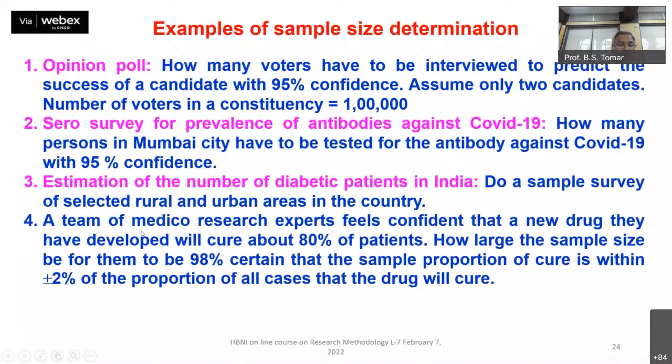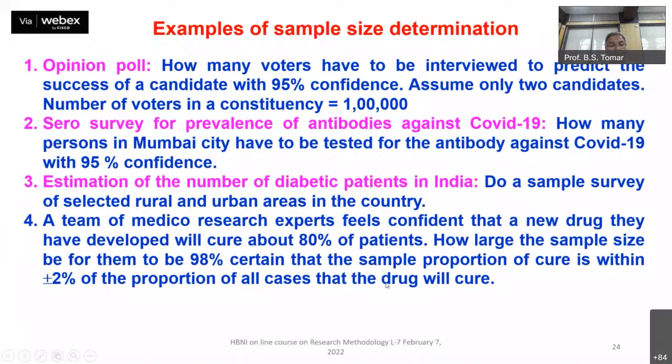Similarly, one of the problems I was seeing here is doctors testing the efficacy of drugs. A team of medical research experts feels confident that a new drug they have developed will cure about 80% of patients. They have done research. How large should the sample size be for them to be 95% confident that the sample proportion of cure is within plus or minus 2% of the proportion of all cases that the drug will cure?